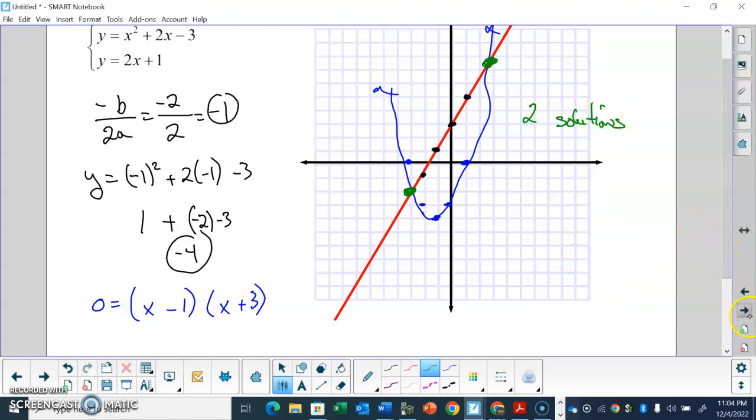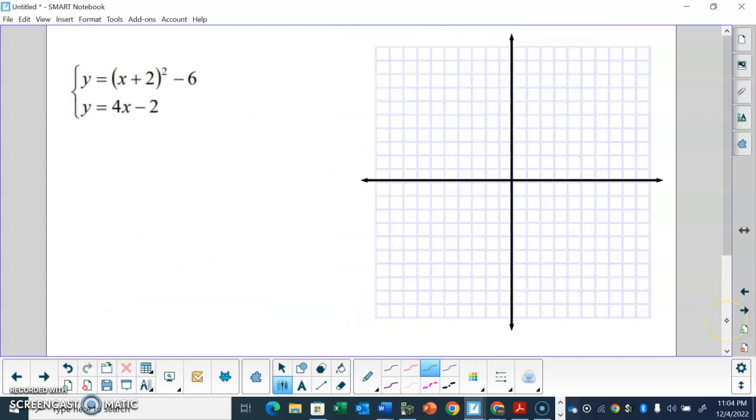Okay, let's look at another example of what we could get. Oh, we could get this. If we look at this, this is in vertex form, so we know where the vertex is for this one. We're going to graph our quadratic in black. So our vertex is at negative 2, negative 6. 1, 2, 3, 4, 5, 6.